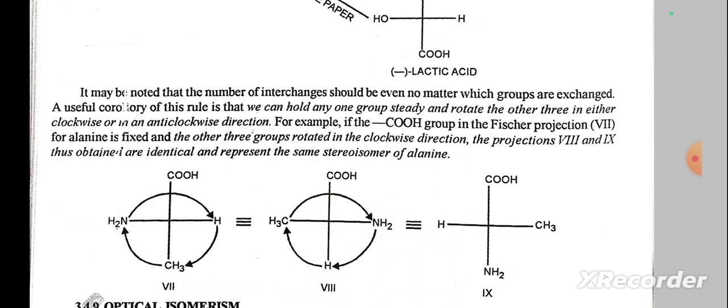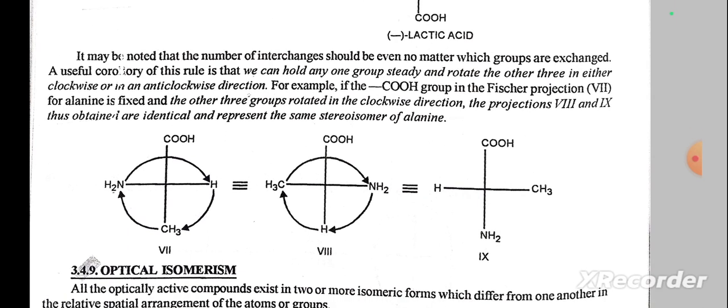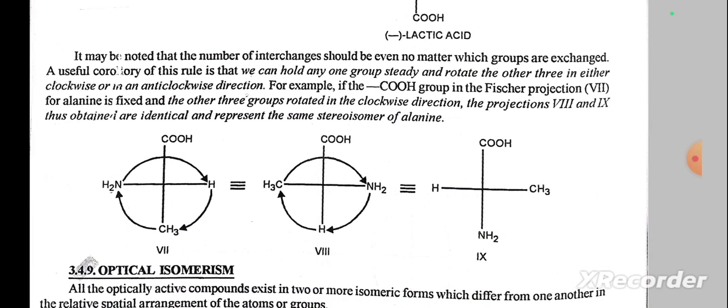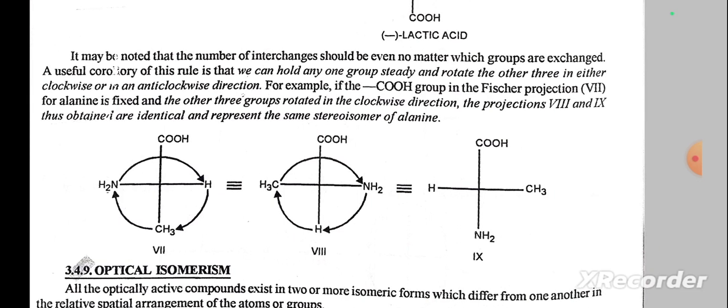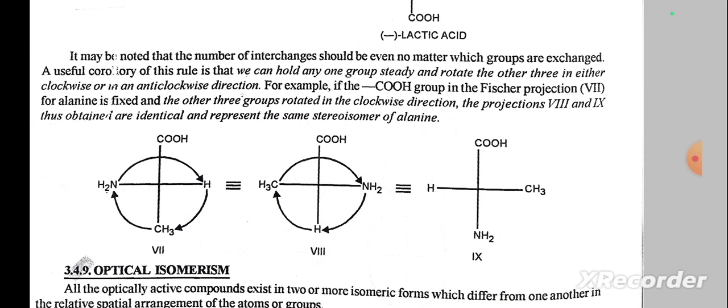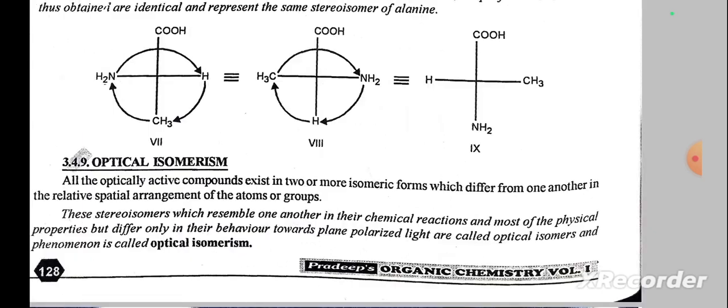For example, if the COOH group in the Fischer projection seventh for lactic acid is fixed and the other three groups rotate in the clockwise direction, the projections eighth and ninth thus obtained are identical and represent the same lactic acid.